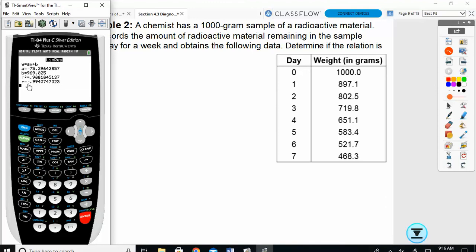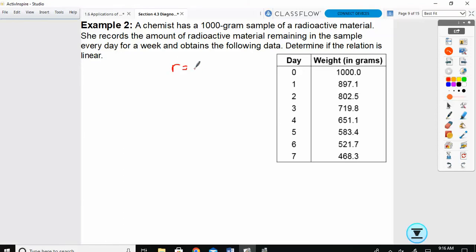All right, so the R is negative 0.9941. What does that tell me? Does it sound linear? Yeah, it sounds pretty linear. What does the negative tell us? Yeah, it's decreasing.